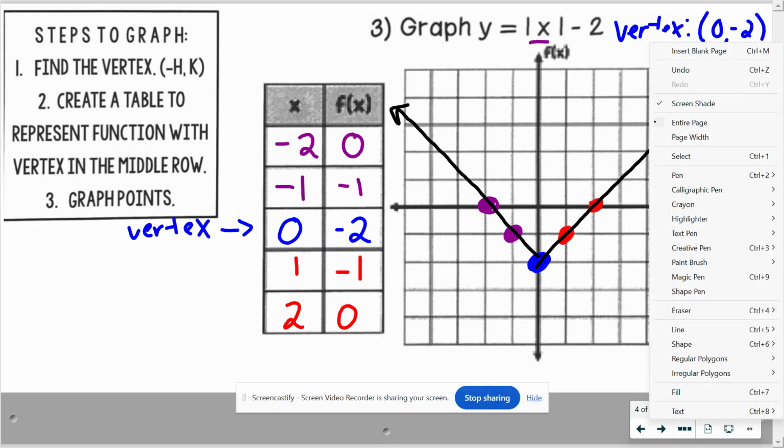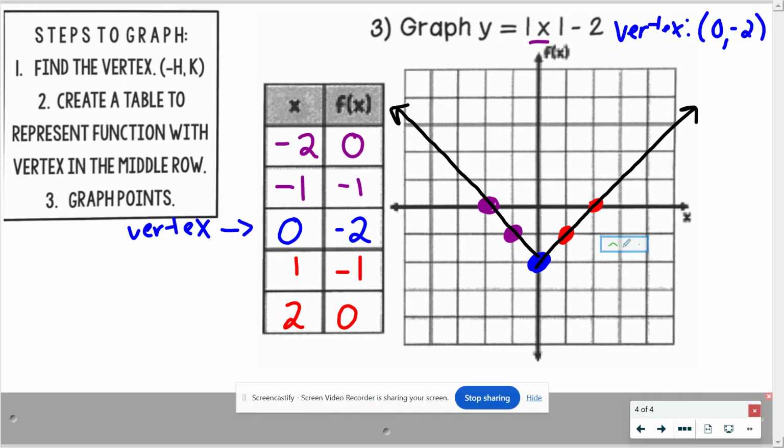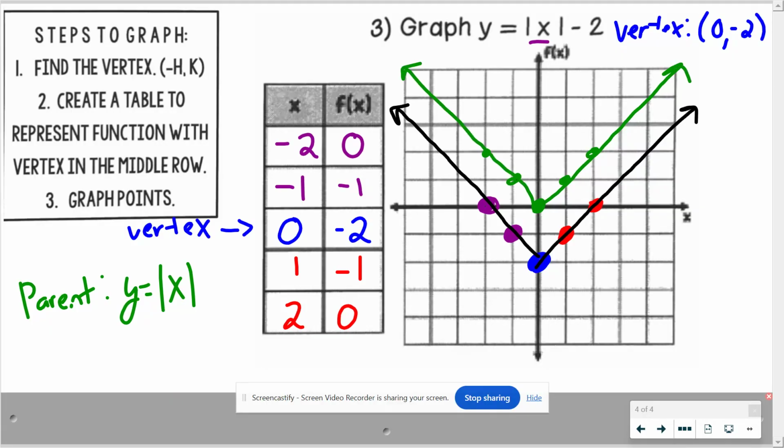Now, if we want to bring it back to that parent function in terms of comparing, our parent is y is equal to the absolute value of x. In green, it looks like this. Our vertex is 0, 0. And we grow this way. I'm about to talk to you about a high-level skill that you eventually are going to get. If we look at our parent function in green that's graphed, and we look at the absolute value that we graphed in black with the black lines, what's the difference?